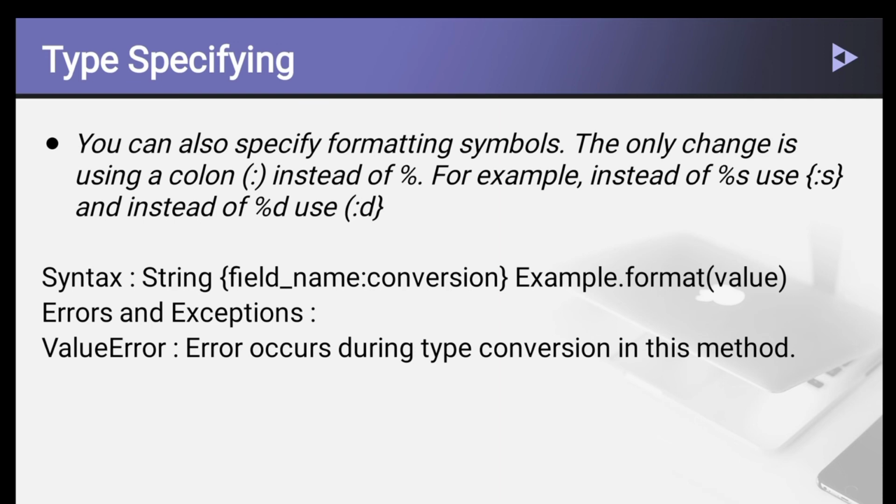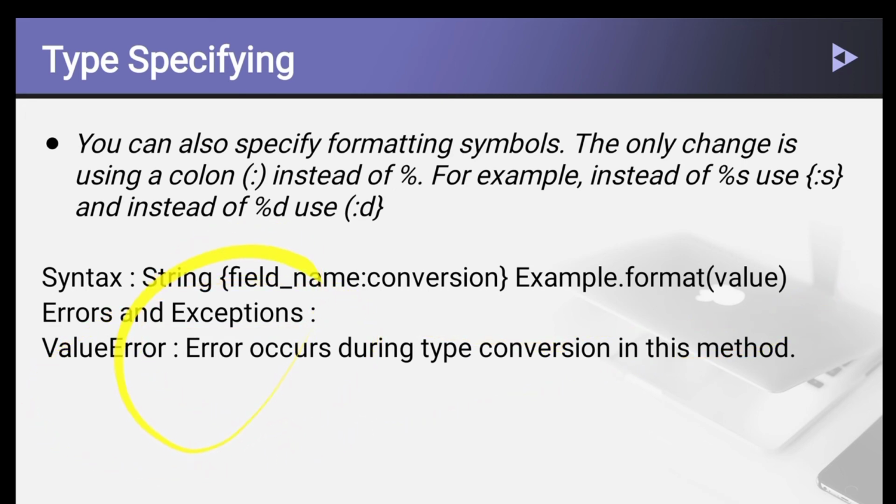See, type specifying. You can also specify formatting symbols. The only change is using a colon instead of a percentage sign. For example, instead of %s you use curly brackets with a colon. This syntax will be string, field name, dot format, value.